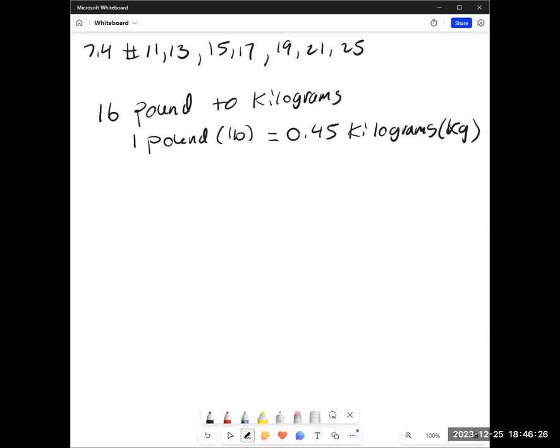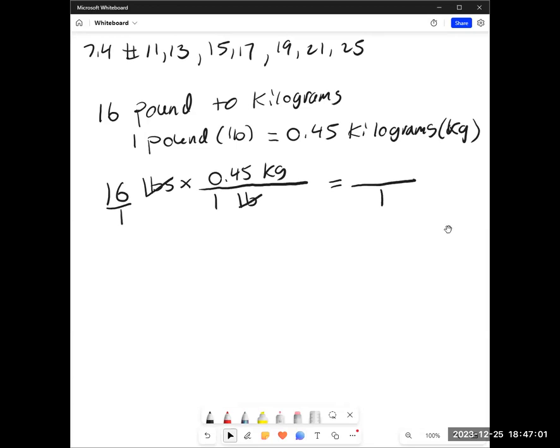So let's start off with what we have, 16, and I'll use the abbreviation pounds. Then I'm going to multiply by a form of 1. I want to put the pounds on the bottom so that the pounds will cancel with the pounds here. So 1 pound is 0.45 kilograms. Have your scientific calculator ready if I didn't tell you that already. This is 16 over 1.